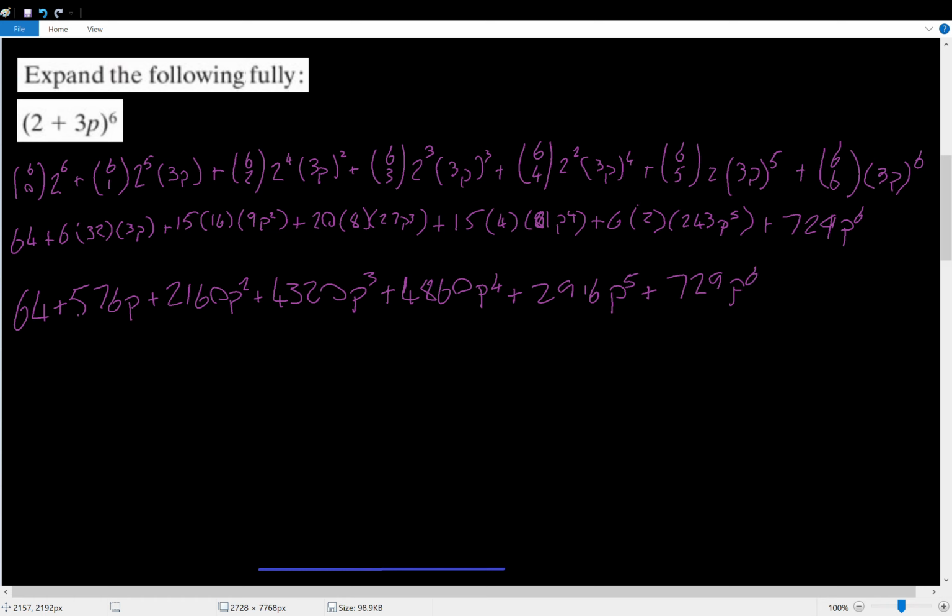And whilst this process does seem lengthy, it would have been even worse had we tried to multiply that same bracket by itself 6 times over and over again. So that is how the binomial theorem works when we're trying to do binomial expansions. And that's that.